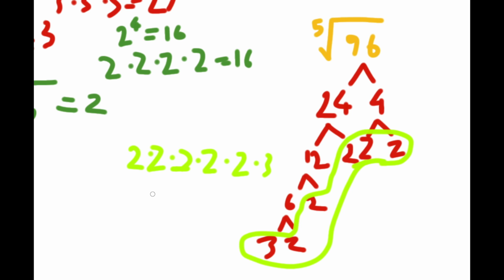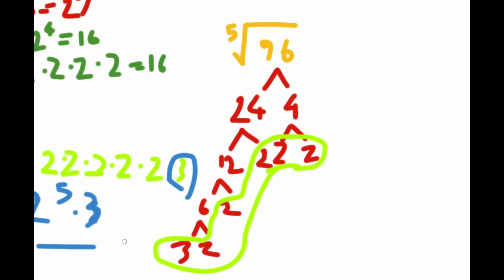Now what we're going to do is put all these together. You can write this as 2 to the 5 times 3, because there are 5 2's getting multiplied together, so it's 2 to the 5, times 3, of course, because there's this last little outlier 3 here. So this is what 96 is equal to, but we don't want to find what 96 is equal to. We want to find the 5th root of 96. So we're going to take 2 to the 5 times 3. This is the hard part.